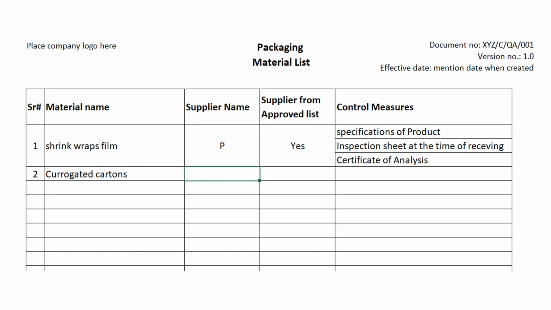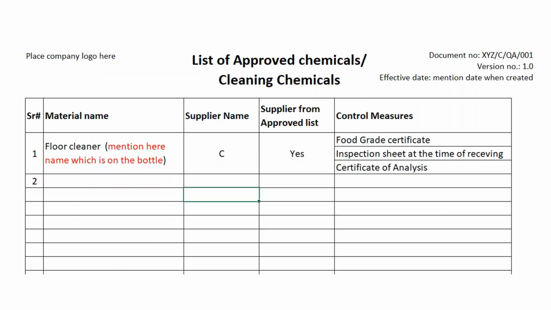So now the fourth point, which is the approved chemical list. For this, collect all the information regarding the chemicals that you are using in your facility. All means you need to include cleaning chemicals, then CIP chemicals, then baits that you are using for pest control. All these need to be included in your approved chemical list.